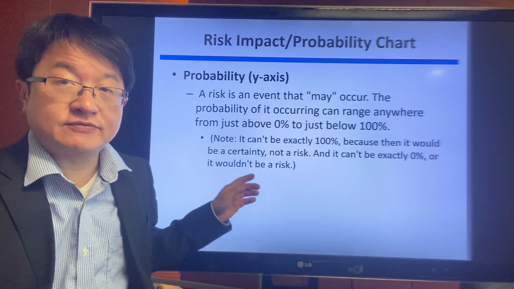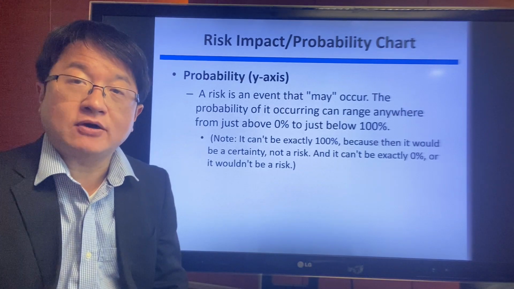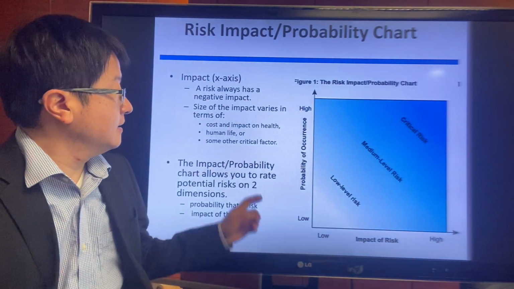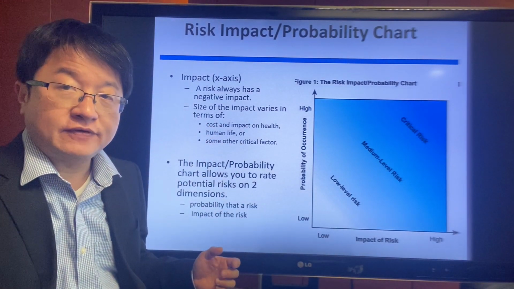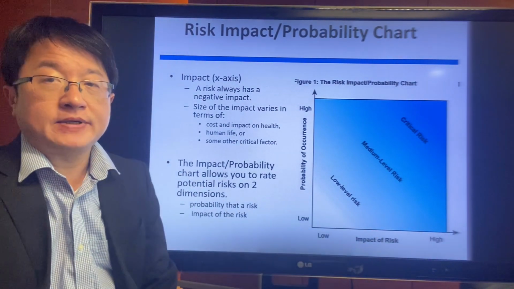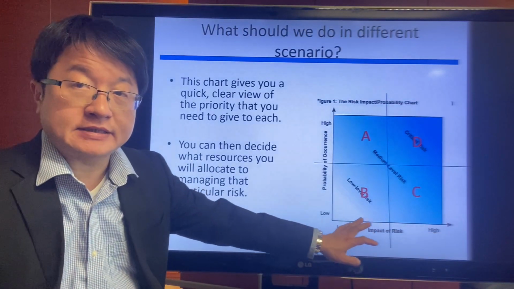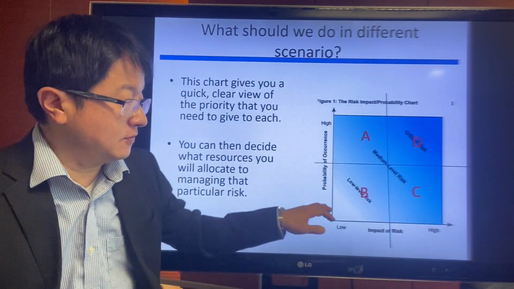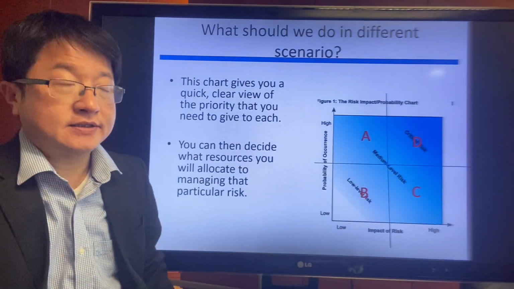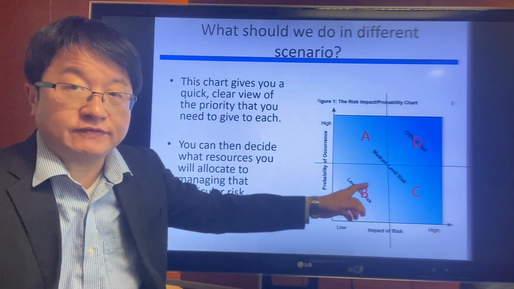So the y-axis, the vertical axis, is defined as the probability. So how likely that this risk may occur, and the x-axis is the impact of risk. It can be quantified by the size or human life or any cost in terms of the dollar sign. So this risk can be quantified by a number. So if we simply define the impact as low and high and the probability as low and high, then we can have four quadrants: A, B, C, and D. So in these four quadrants, we may have different attitudes and measures to deal with different scenarios.